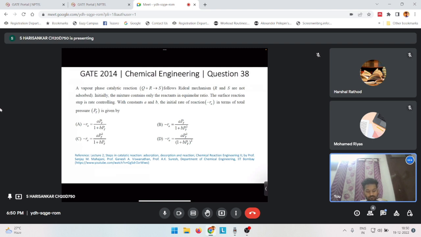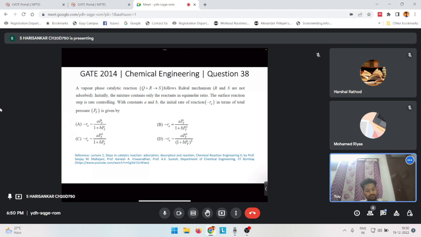This is a question from the catalysis part of chemical reaction engineering, and the reference NPTEL lecture can be found in lecture 2, Steps in catalytic reaction: adsorption, desorption, and reaction, Chemical Reaction Engineering 2 by Professor Sanjay M. Mahajani, Professor Ganesh A. Viswanathan, Professor A. K. Suresh from the Department of Chemical Engineering, IIT Bombay.